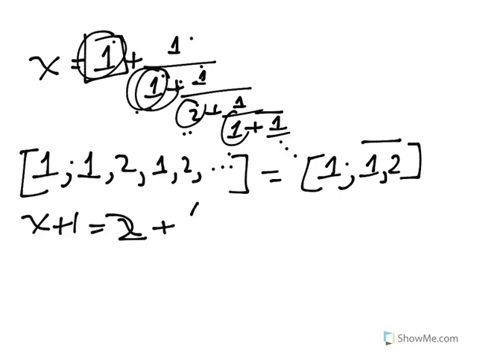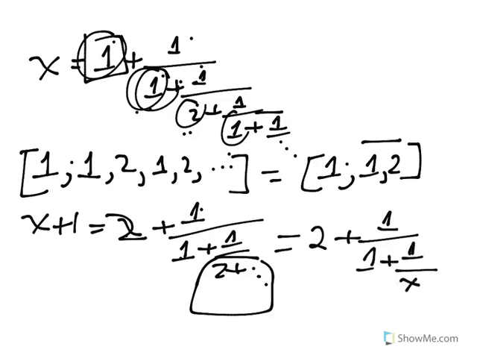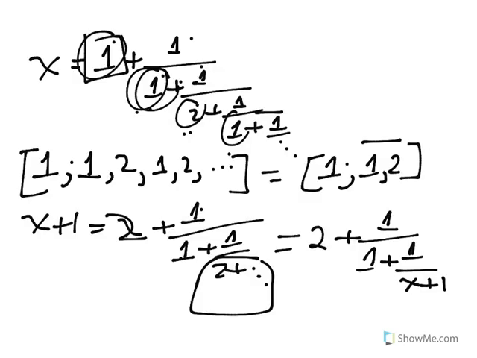So this becomes 2 plus 1 over 1 plus 1 over 2 plus dot dot dot. Now this 2 plus 1 over 1 thing starts over right over here. So this becomes 2 plus 1 over 1 plus 1 over x plus 1. So this has got a lot of layers to it. So at this point, I have x plus 1 equals 2 plus 1 over 1 plus 1 over x plus 1.